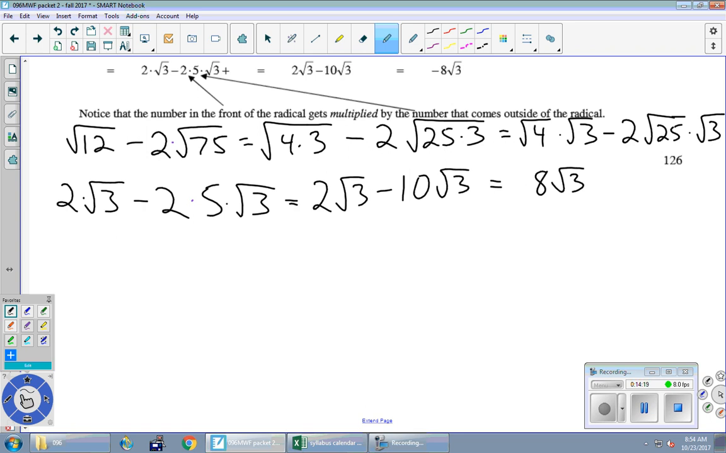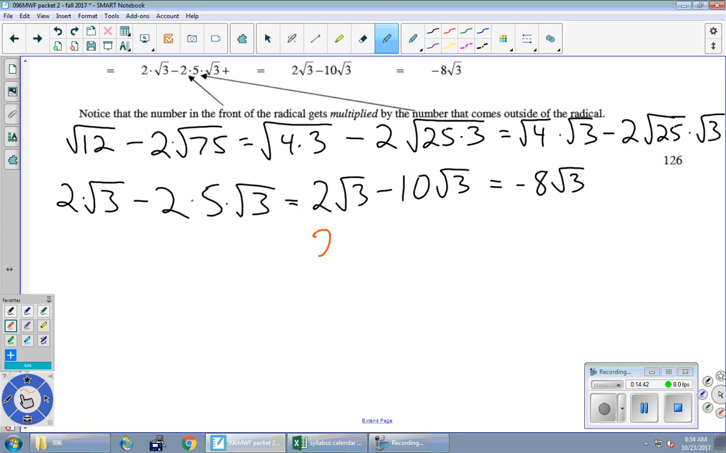What do we think? That's the answer right there. Negative 8 square root of 3 is correct. I have also seen students try to do something funny with that square root of 3, like maybe add the 3's together and make a square root of 6, or subtract the 3's and get a 0, or multiply the 3's and get a 9. None of those is right.